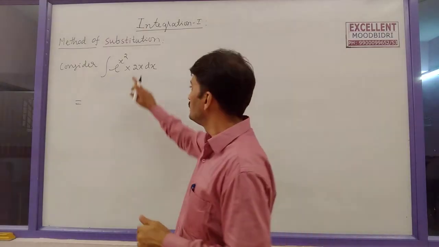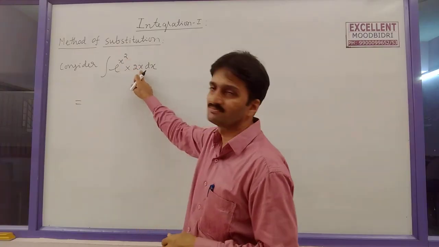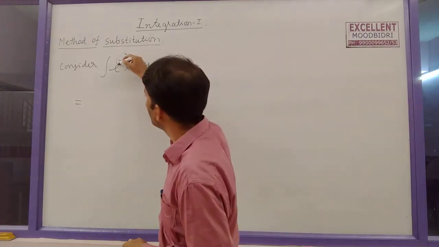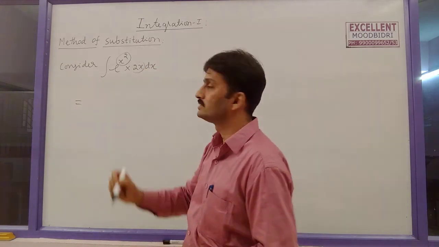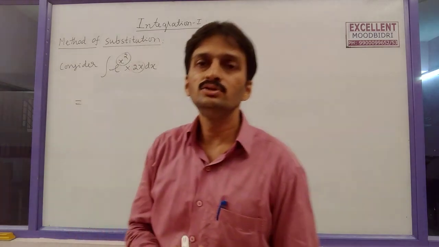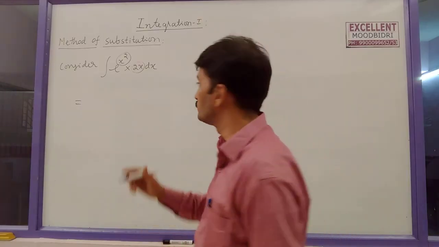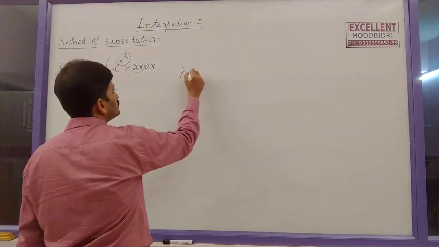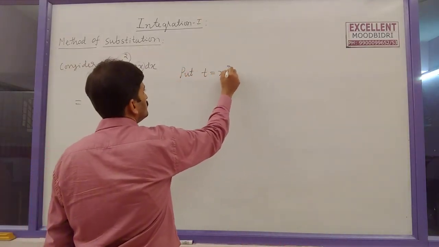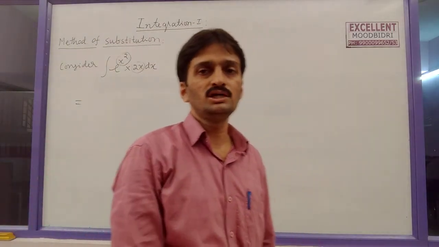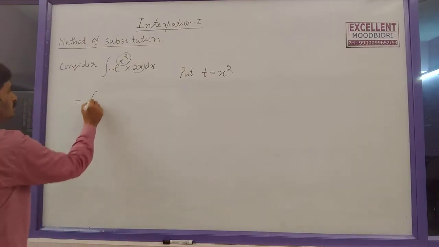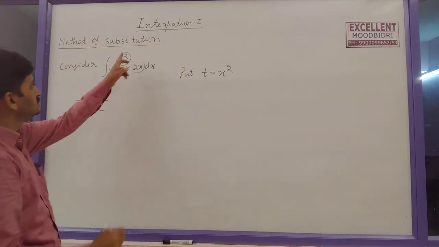Now see here, what is the derivative of x square? 2x. Correct? Derivative of x square, how much? 2x. Hence, you have to put t equal to x square. Success of this method depends on proper substitution. So e power x square is t now.